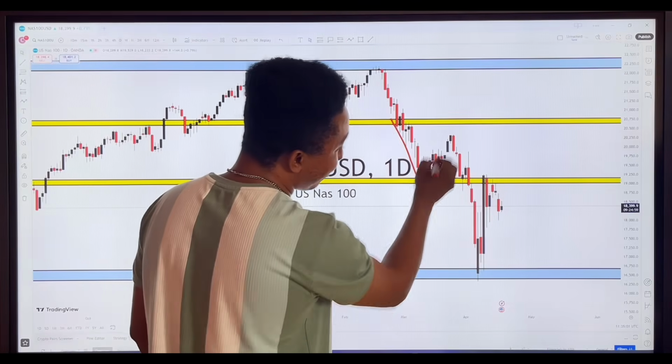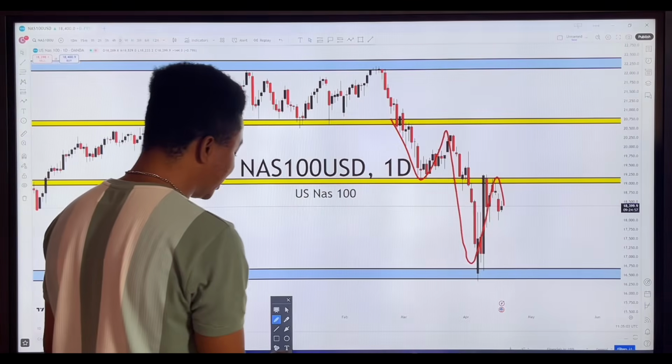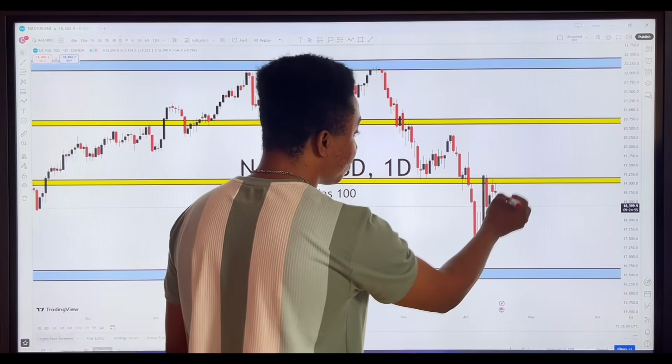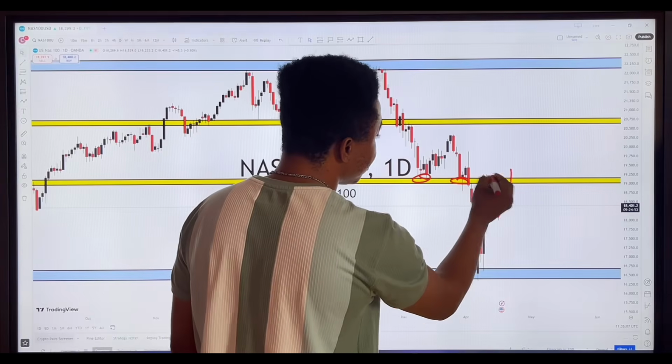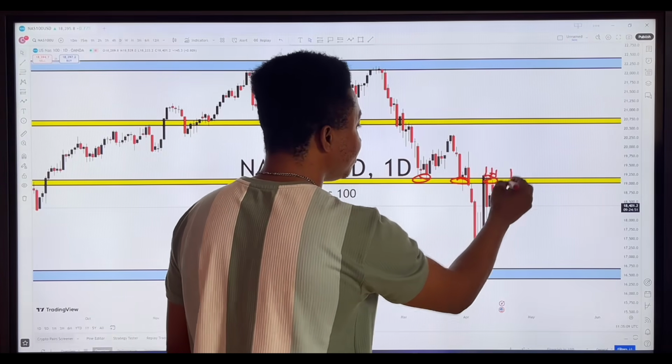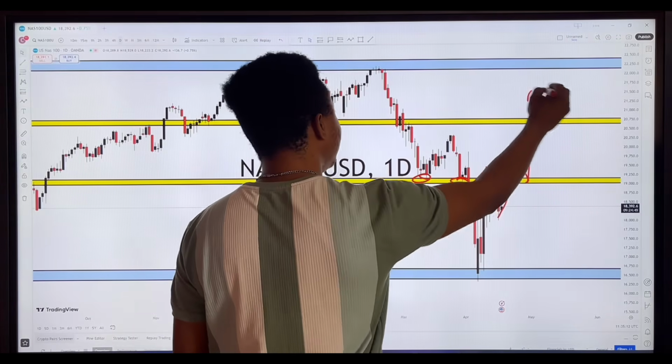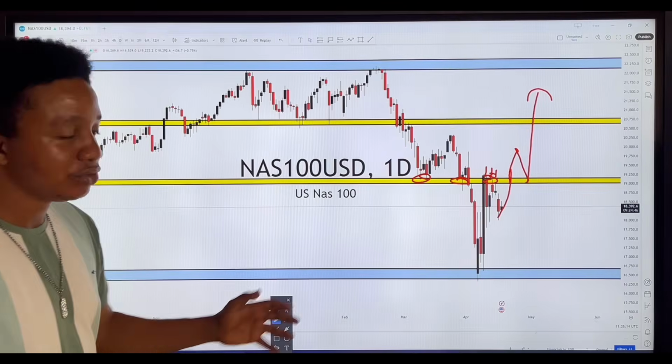So the weekly, and currently the daily, is in a downtrend. So what we can do is wait for price to break above this resistance level, or the lower high of the daily, to give us a push exhaustion before we can begin looking for entries all the way to the upside.